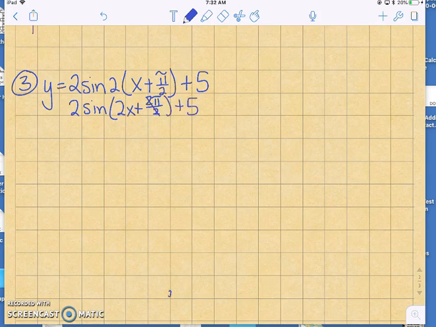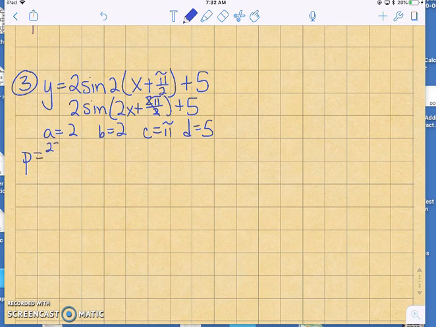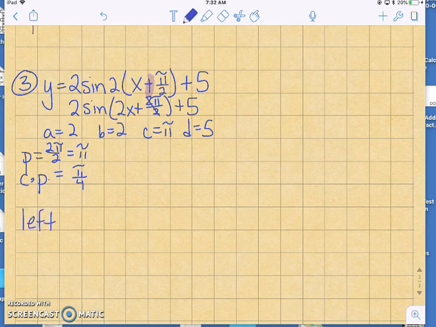So now we can identify our letters. A equals 2, B equals 2, C would be pi, and D would be 5. So our amplitude is 2. Our period is 2 pi over 2, which is pi. So our critical points, 1/4 that, would be every pi over 4. C over B, so let's see, it's a plus. So that's going to move it to the left, pi over 2. And then it's going to move up 5.